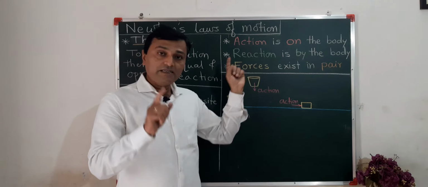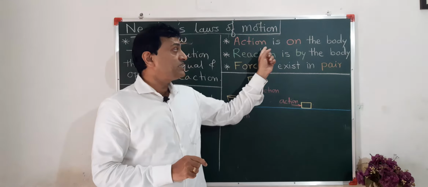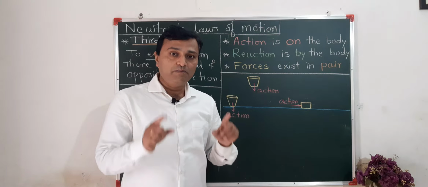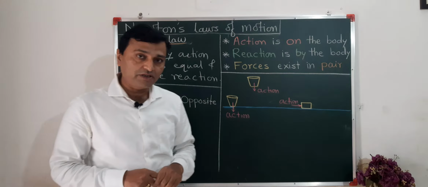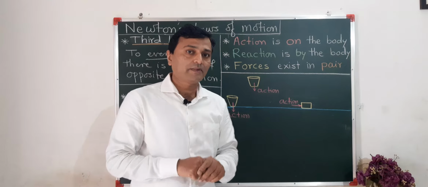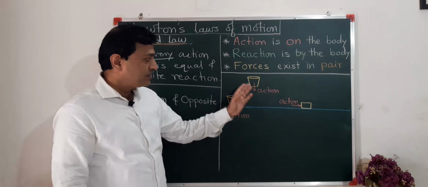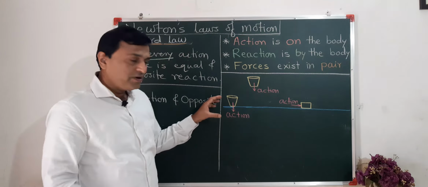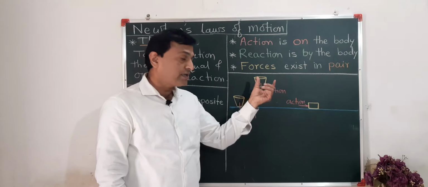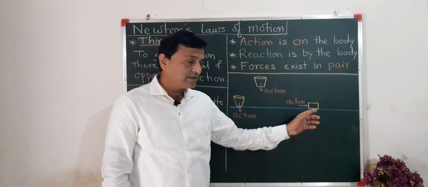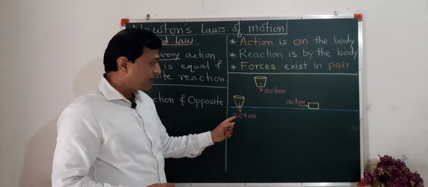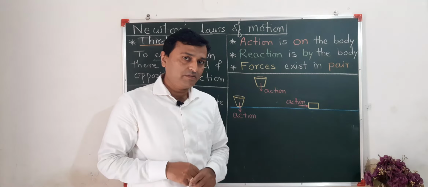Action is force and reaction is also force, but action is on the body and reaction is by the body. Means both action and reaction are not exerting on the same body. Remember. Now come to this situation. In this case, only a small glass is placed on the floor. In the second situation, the glass is released from some height, and in this case, an object is placed on the floor. I have shown three forces, but only the action; I have not shown the reaction.